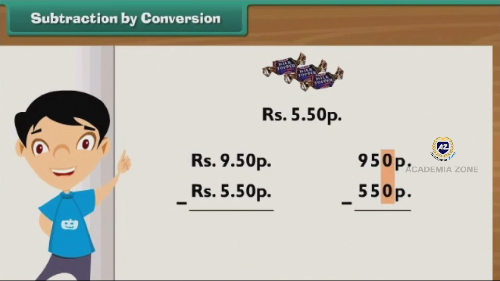0 minus 0 is equal to 0. Write 0 under 0, in the 0 column. 5 minus 5 is equal to 0. Write 0 under 5, in the 5 column. 9 minus 5 is equal to 4. Write 4 under 9. So the amount left with Ravina is 400 paise, that is 4 rupees.